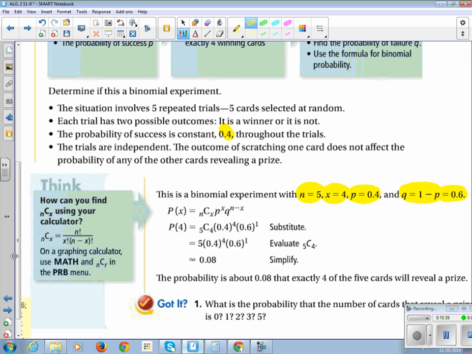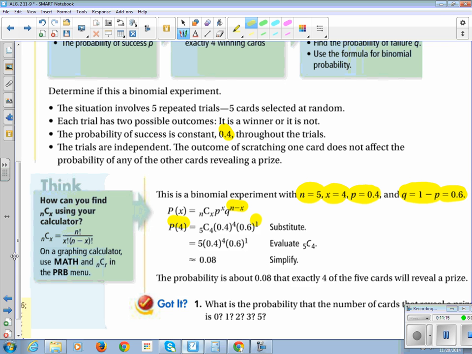So when we take a look at our formula, we're going to plug all these numbers in. Probability of 4 is 5 choose 4 times 0.4 to the 4th times 0.6 to the 1. Because, just to identify, n was 5 minus x is 4. That's where that 1 comes from. That's not always going to be 1.